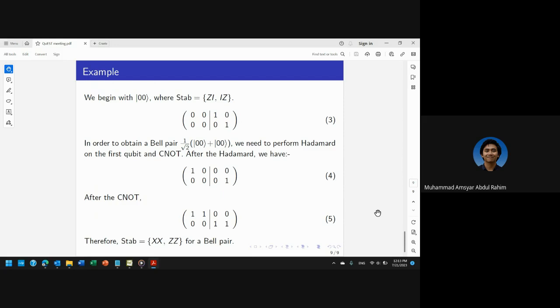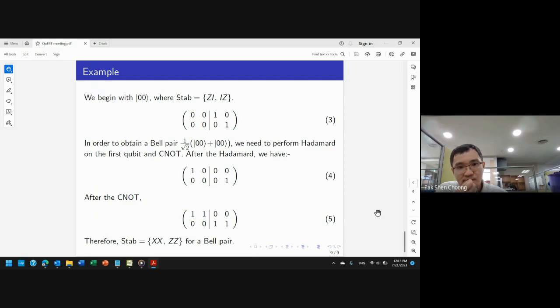In equation 3, the right hand side of the square matrix is the identity matrix. In this case, you can say it's the identity matrix, but it doesn't mean anything. It is just a way for you to trace how the stabilizer transforms.